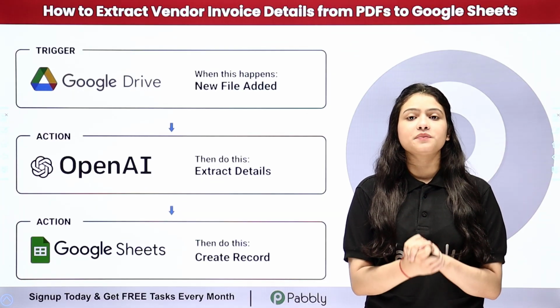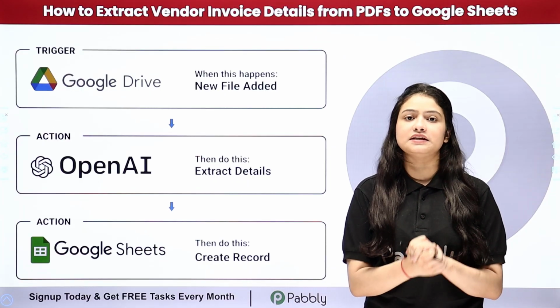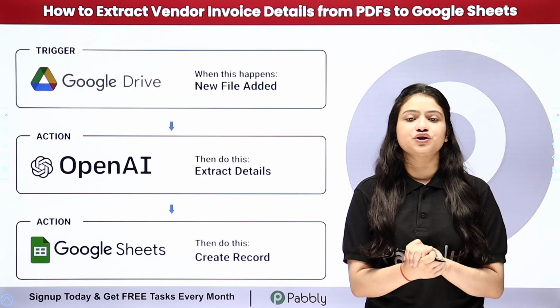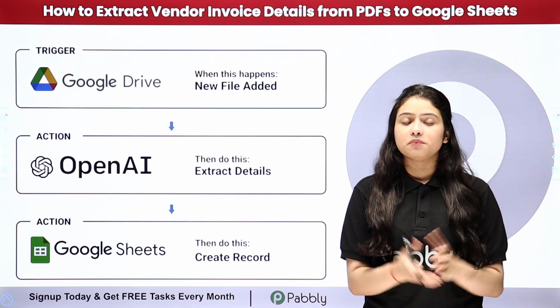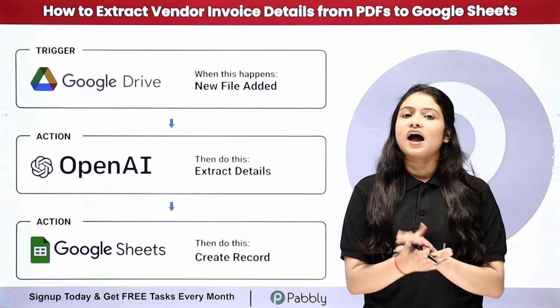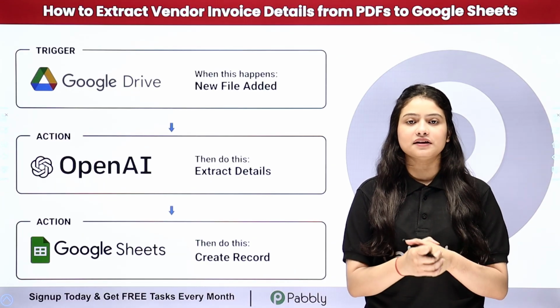I want to create a systematic record of all the details from these invoices, such as the vendor's details, name, email address, their contact number, and all the products and the quantities which they have purchased in my Google Sheets. But creating this record manually is going to take a lot of time and it is a hectic task. Therefore, I have decided to automate it with the help of Pabbly Connect and my AI agent, that is OpenAI.